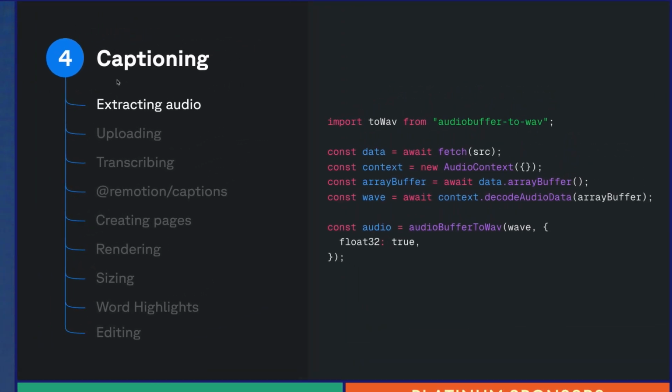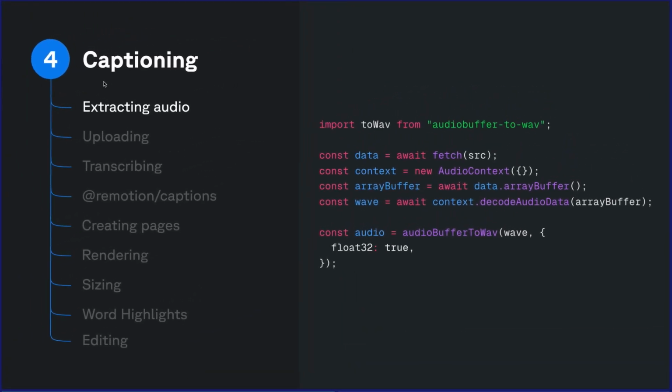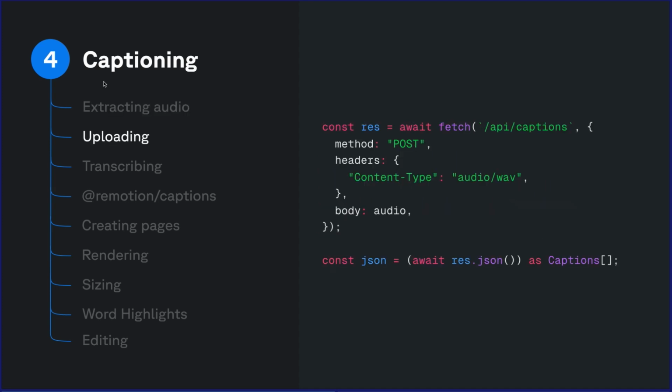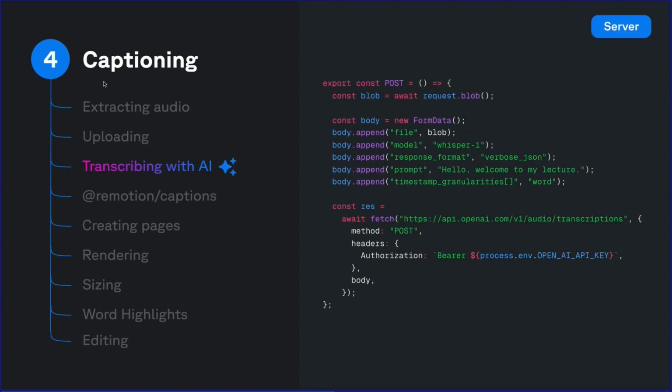using this code. For this, I found it easy to use this audio buffer to WAV library. We are uploading this buffer to our endpoint. And now, this is the AI slide. We are sending it to OpenAI Whisper using this snippet, using these parameters.